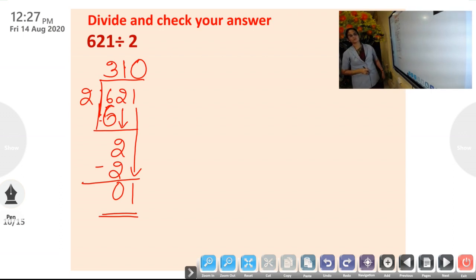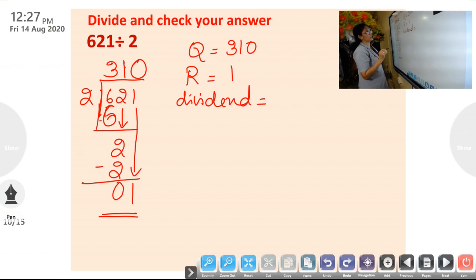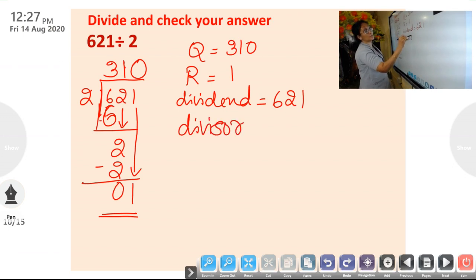So what is the quotient we got? Quotient is 310. Let us write what all we got. Quotient we got as 310. Remainder we got as 1. Then dividend. In the question itself, dividend is given. The number that we divide, that is 621. And what is the divisor? The number by which we divide, that is 2. Okay. So now we got all the 4 terms.